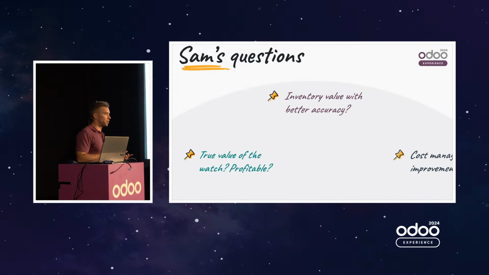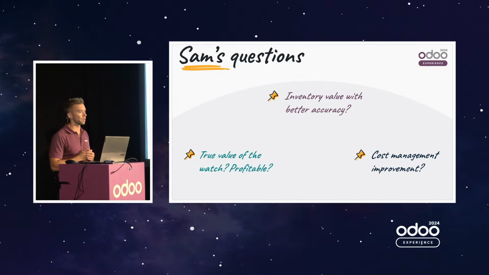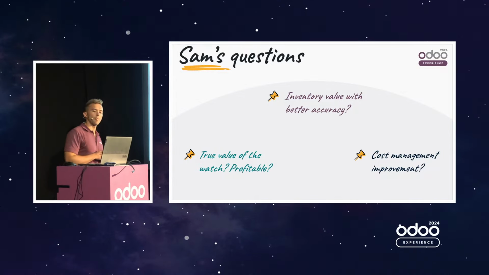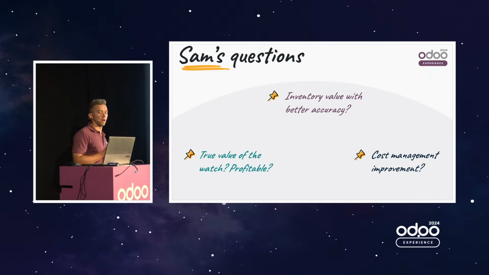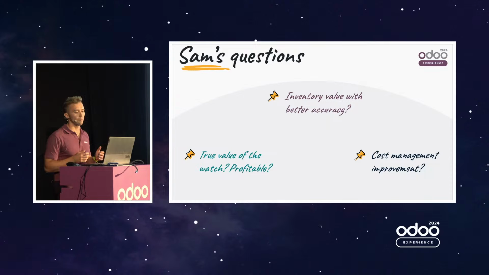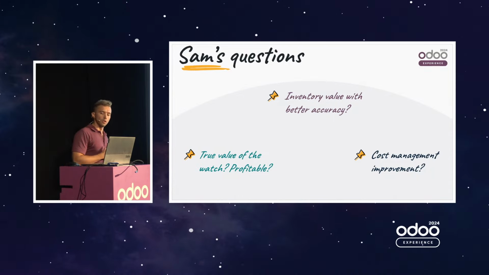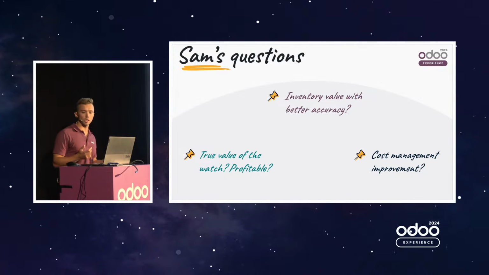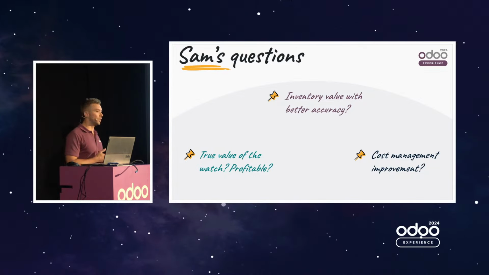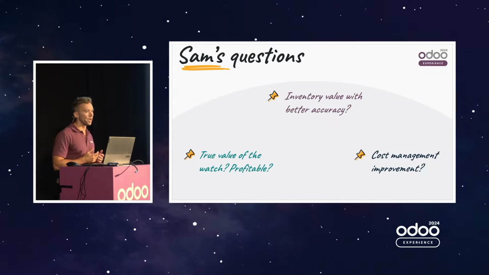Here today we'll try to answer some of Sam's questions in a demonstration. Actually, he would like to know the value of his inventory with a better accuracy and in real time. He also would like to know the true value of his watch and is it still profitable to sell the watch. But also, could he get insights on how to improve his cost management?